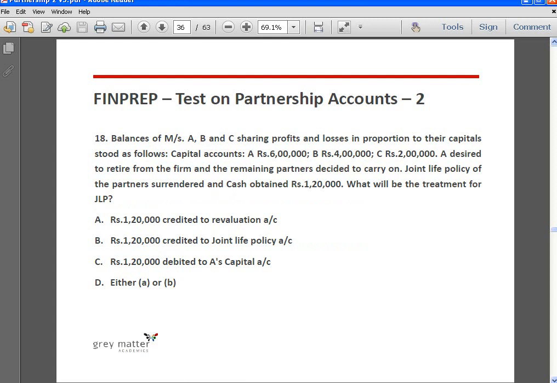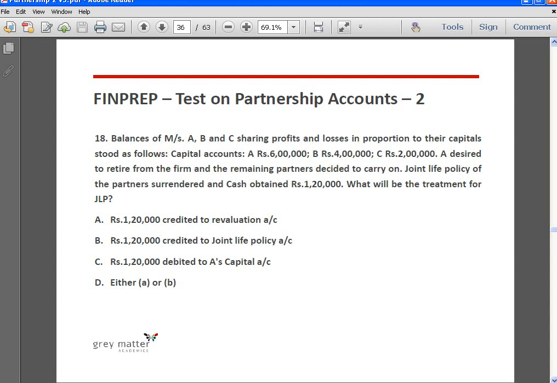Next, balances of Messrs A, B and C sharing profits and losses in proportion to their capitals stood as follows. Capital accounts: A 6 lakhs, B 4 lakhs, C 2 lakhs. A desired to retire from the firm and the remaining partners decided to carry on. JLP of the partners surrendered and cash obtained is 1,20,000. What is the treatment for JLP?